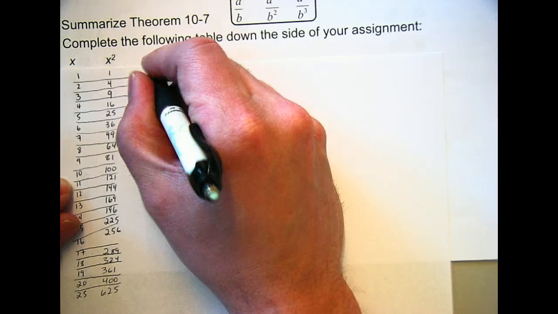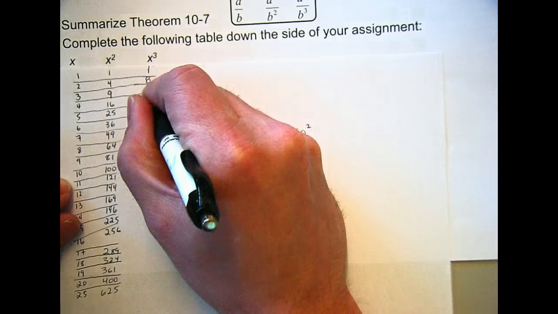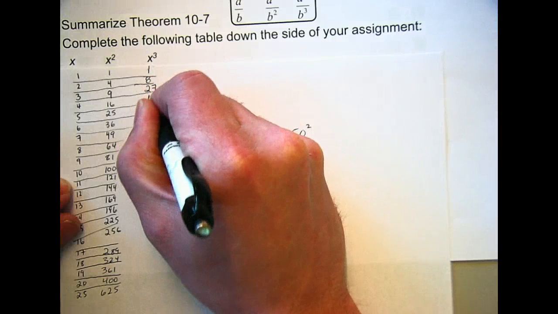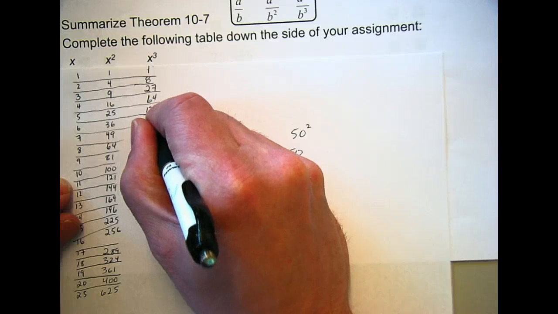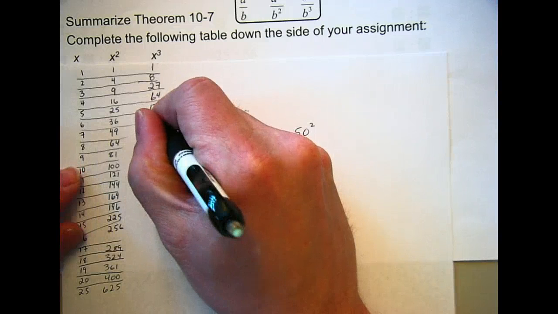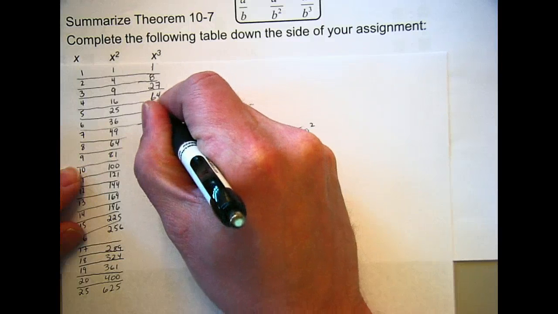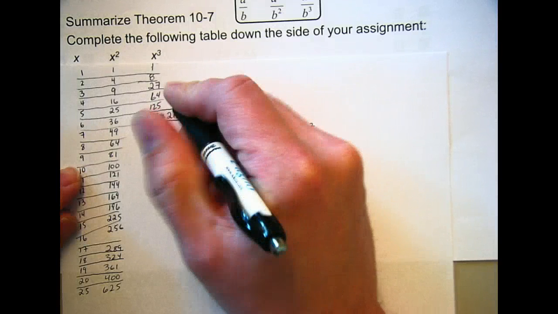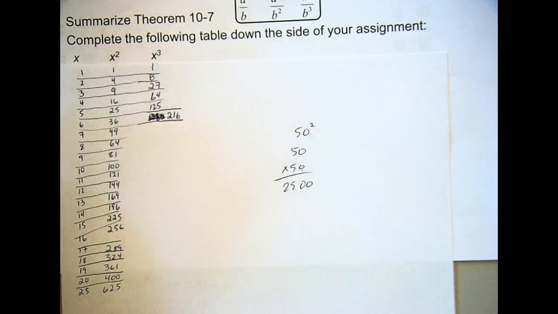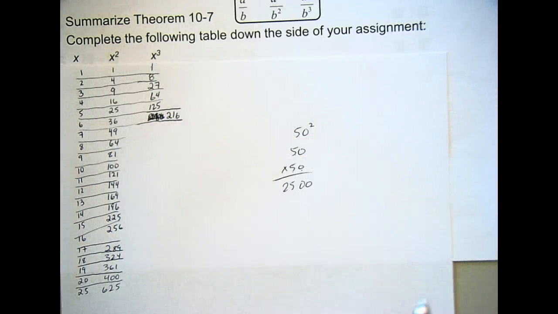All right, cubed. 1 cubed is? 1. 2 cubed? 8. 3 cubed? 27. 4 cubed? 64. 5 cubed? 125. 6 cubed? 216. 10 cubed? 1000. Very good. So don't get 256 and 216 confused. You should have through 6 memorized. Now you can keep going, but through 6 memorized there. Any questions?